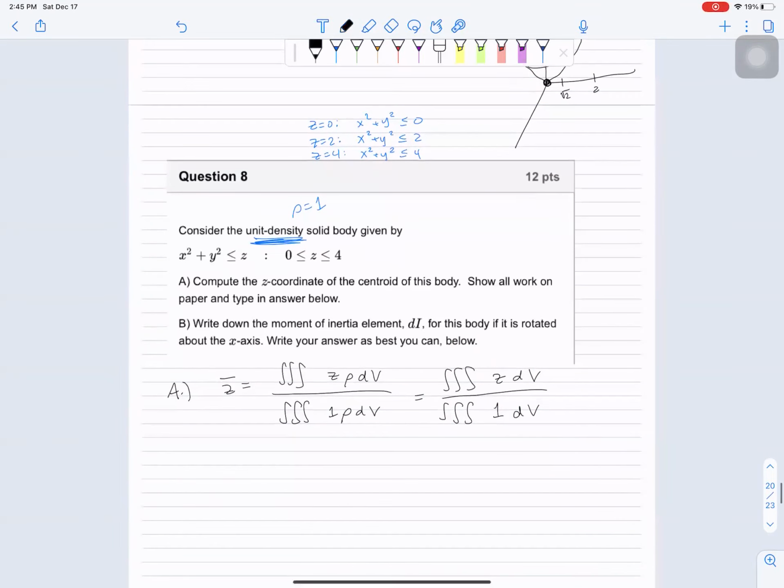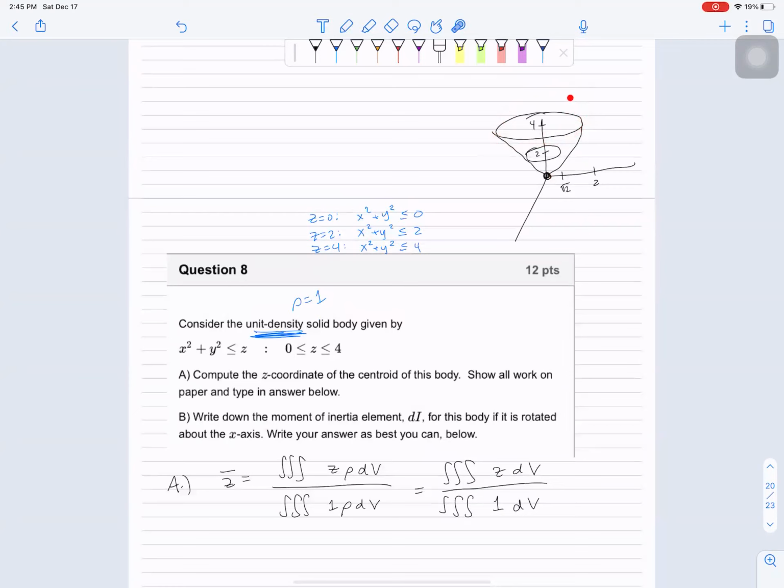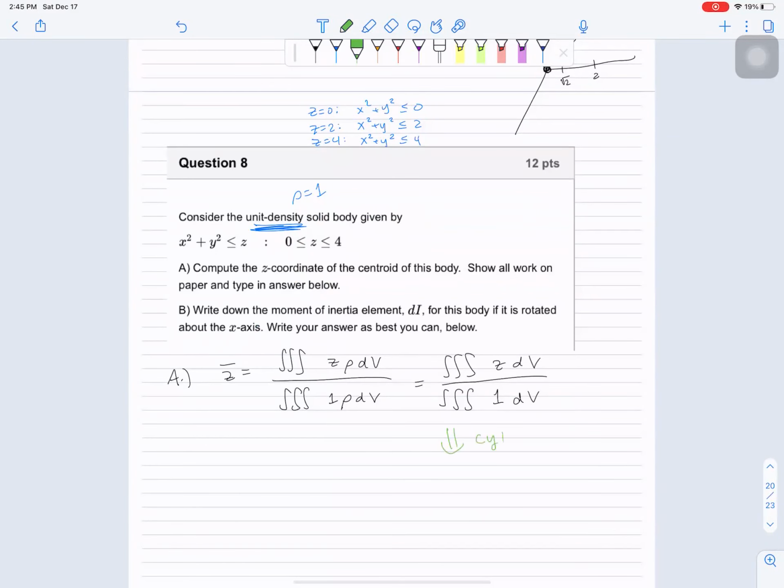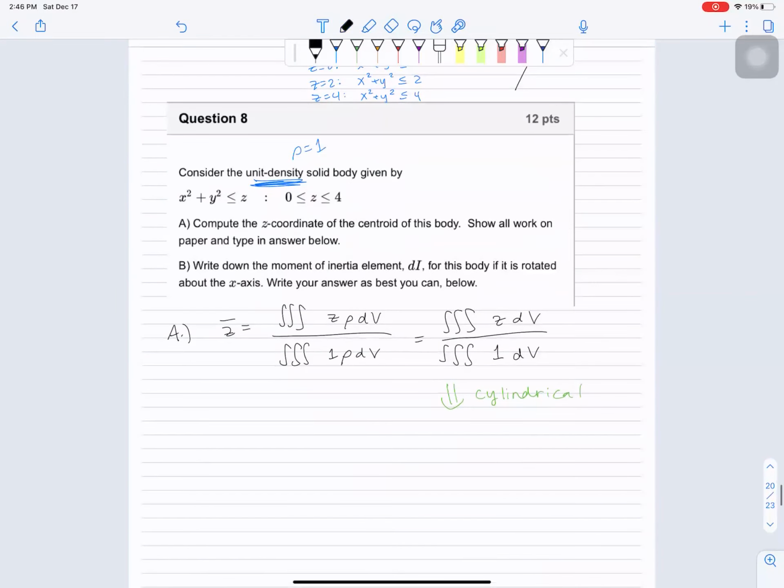Let me convert to, what should I convert to? If I have a paraboloid-like thing, and you have a flat thing at the top, let's try cylindrical. So what does cylindrical coordinates say? We have the triple integral of z dV.